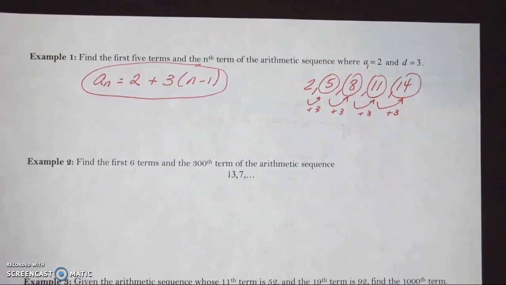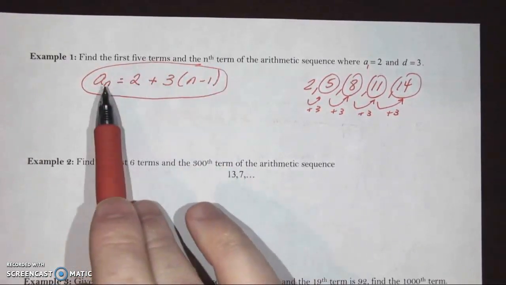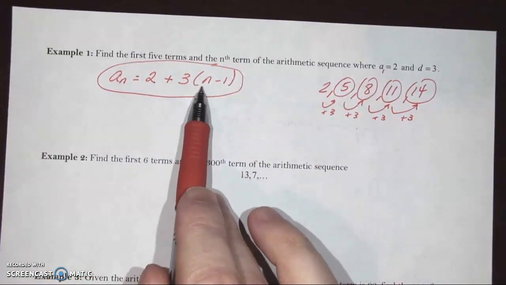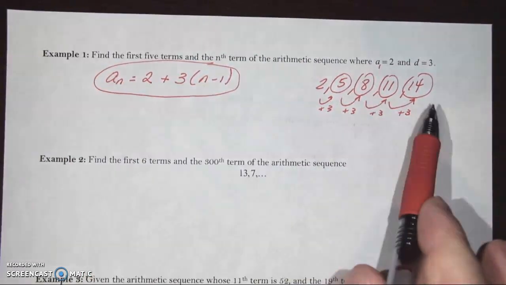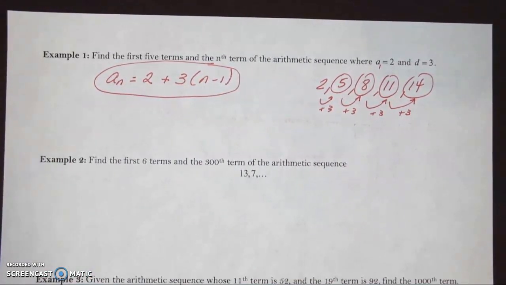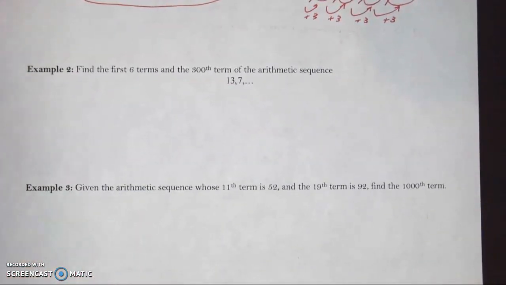Just knowing what the common difference is and the first term, this is easy math. If I ask you to do this, don't feel like you have to show me that you can plug in 2, 3, 4, and 5 here for this n and do a bunch of math. If you can just kind of add 3 to the first term, feel free to do that. All right. Example 2. Find the first 6 terms and the 300th term.